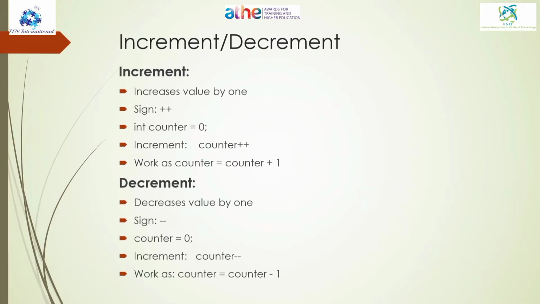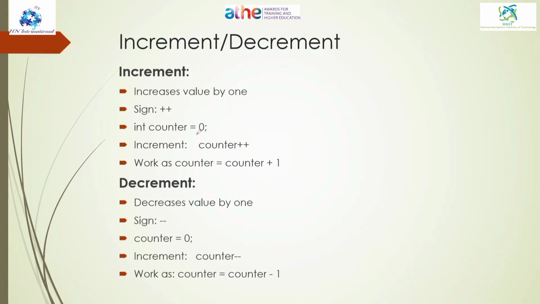So, increment and decrement. What is increment? I'm sure you guys are pretty familiar with the concept of variables. A variable is something that contains a value. It has a type. Let's suppose we have this counter variable. We want to increment its value by 1. Increment basically increases the value by 1.